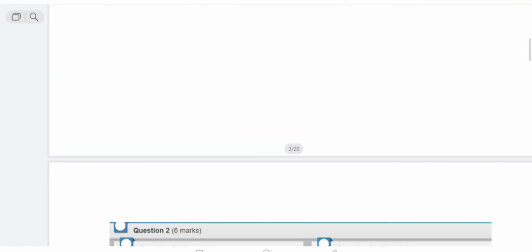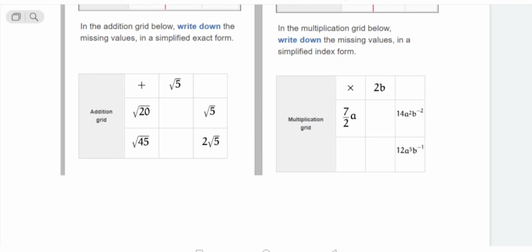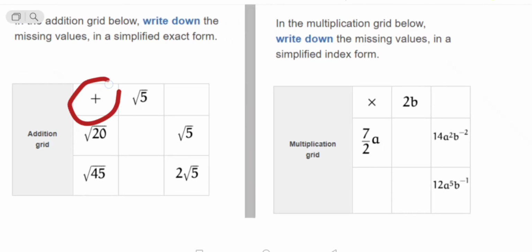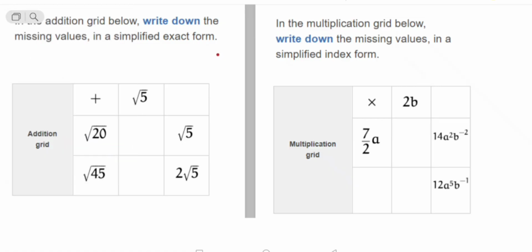The next question is question number 2. We are going to write down the missing values. Very simple. This means addition. We are going to add. So if we are going to add, what will happen? Let's see. First of all, you know this one, when you put it directly in the calculator, it means 2 square root 5.